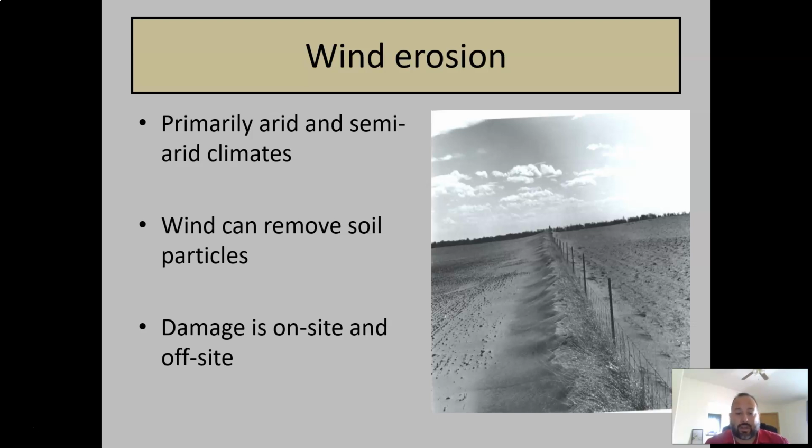Your damage can be on-site and can also be off-site, because wherever all this soil ends up, it could end up being a good thing. It could end up being a bad thing because you get a whole bunch of soil from somewhere else that's now covering up all the stuff that you had before. So maybe that's not the right type of soil, or maybe you get so much that it just covers up whatever you were growing there and causes just as much of a problem.